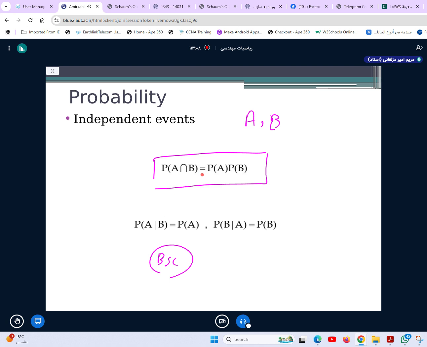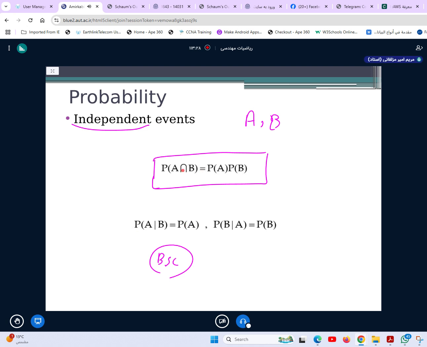It's better not to use the word separated. Independent means they are not related to each other. They are irrelevant to each other. It's better to use these words: independent events, irrelevant events, or unrelated events.